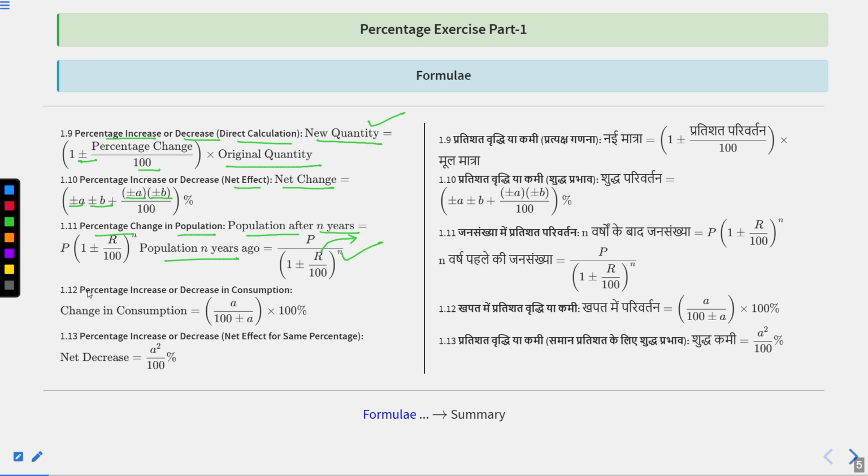Next one is percentage increase or decrease in consumption. Change in consumption is a upon (100 plus or minus a) multiplied by 100, then you get the change in consumption. a represents the percentage increase or decrease. Next one is percentage increase or decrease, net effect for the same percentage. There will always be a net decrease, and it will be equal to a square upon 100%. Now we move to solve some questions.